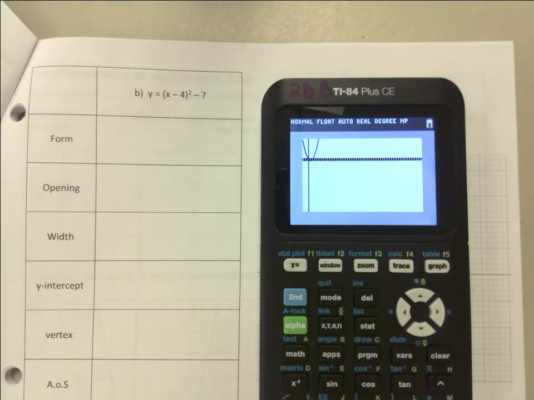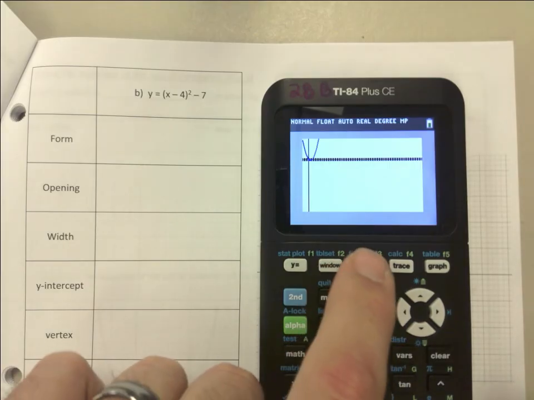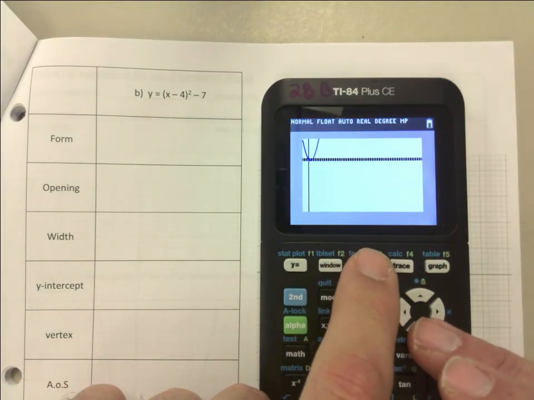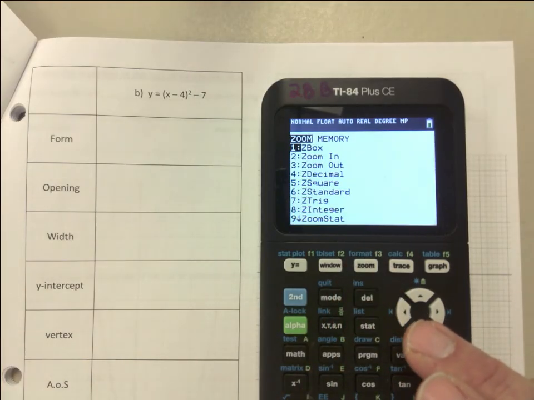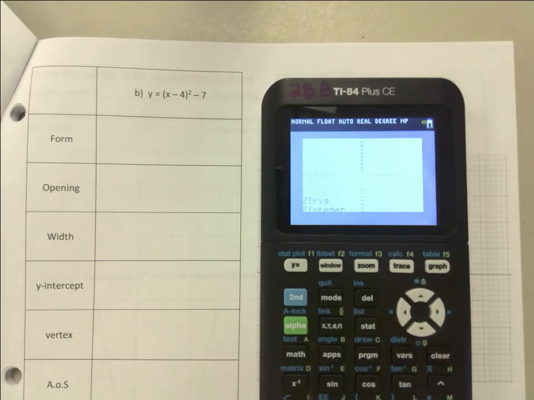Is this a wrong graph, guys? It's not a wrong graph, but it's not the greatest. Okay? So I'm going to use my zoom features. Let's say you do the zoom and it doesn't work for you. Listen to this. Zoom standard is a good reset. And watch this. It's actually a pretty good graph. Zoom standard did the trick for me.